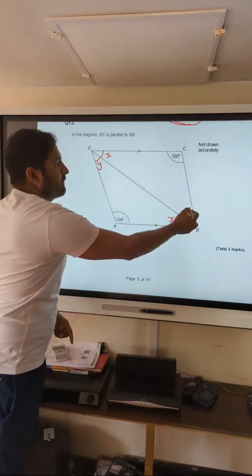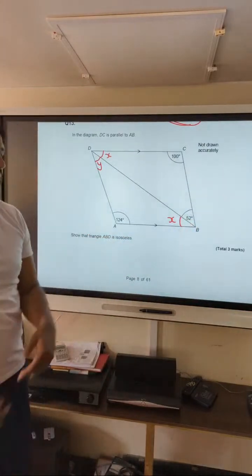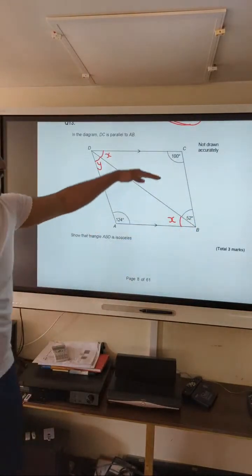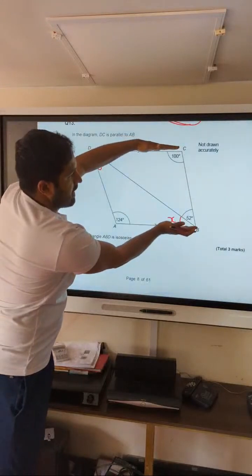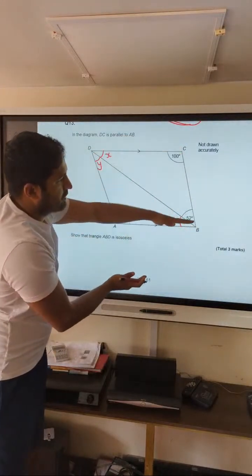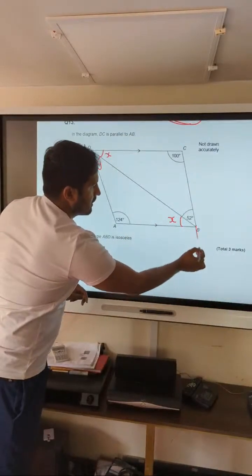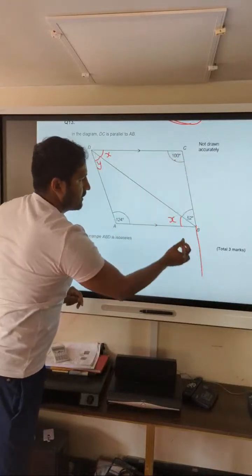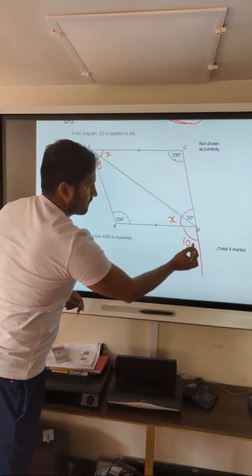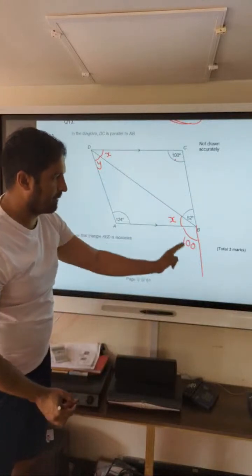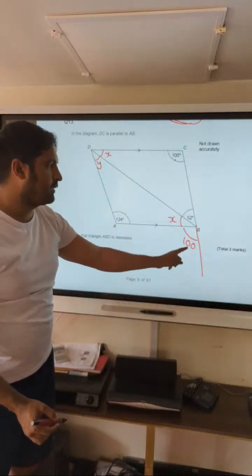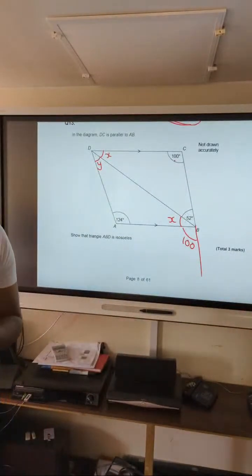The 100 degrees, 52 degrees, and that x should add up to 180. Why? Because imagine having these two parallel lines. When you drop it and continue that line, that 100 will drop here because it's a corresponding angle. So that makes a straight line. So x, 52, and 100 add up to 180 degrees.